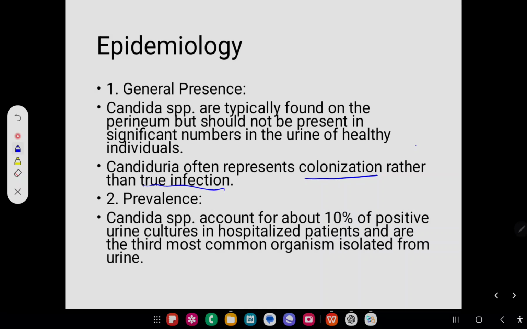So, what is the prevalence of Candiduria? About 10% of the urine cultures done in hospitalized patients show the presence of Candida species. So, Candida is the third most common organism isolated from the urine in hospitalized patients.